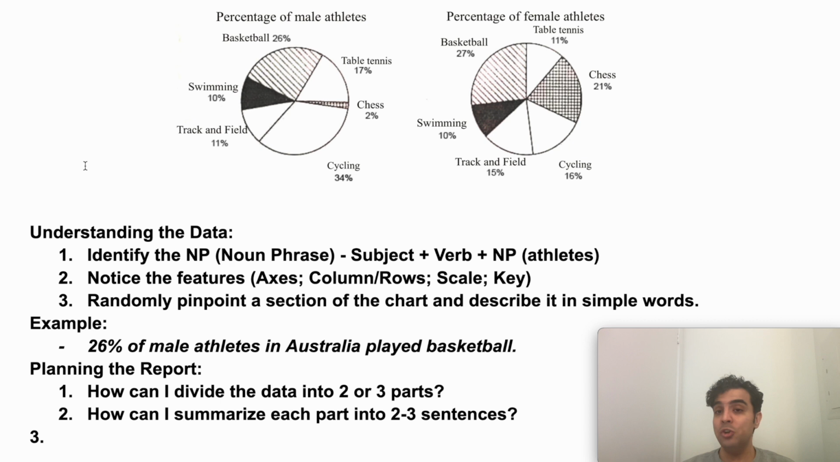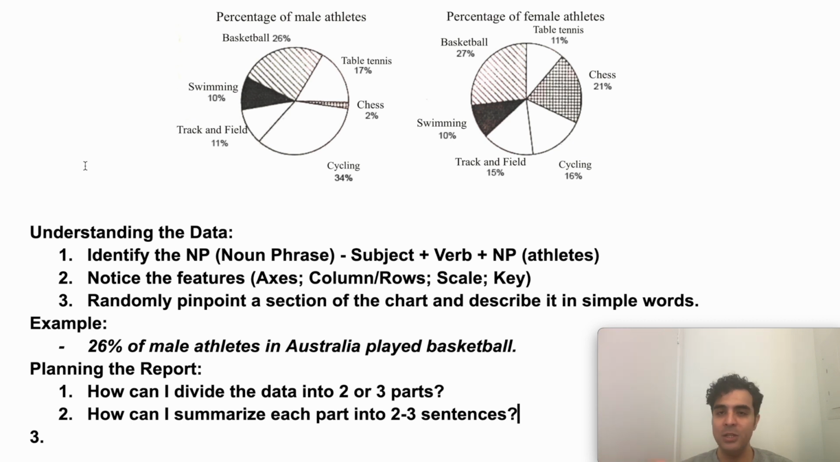Now, you could try to do the same for female athletes. See if you can possibly summarize all the information in 2 or 3 sentences. If you can't, you may have to ignore some of the information. So once again, just to make it a little bit more clear, let's imagine instead of 5 or 6 sports, we had 15 sports in each of these pie charts.